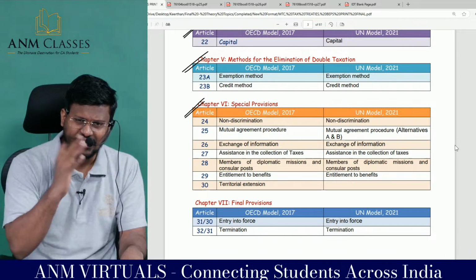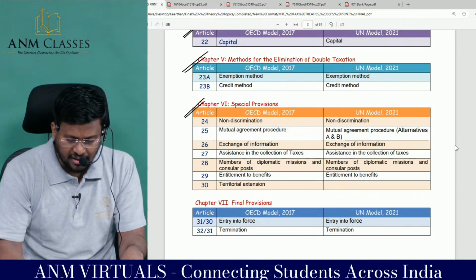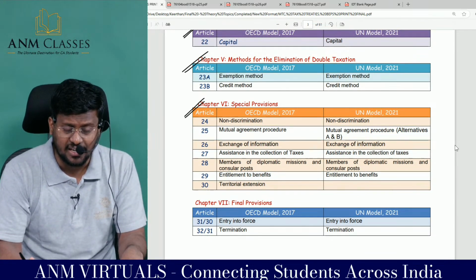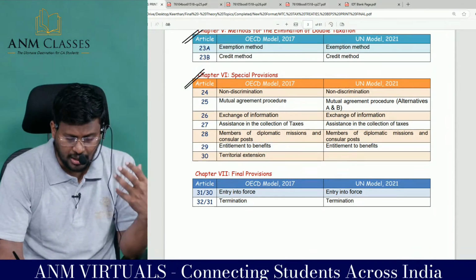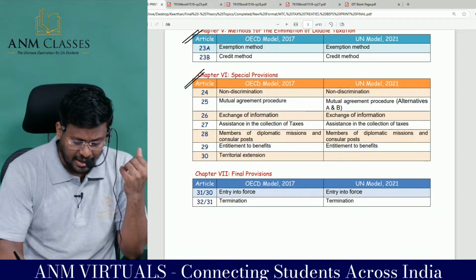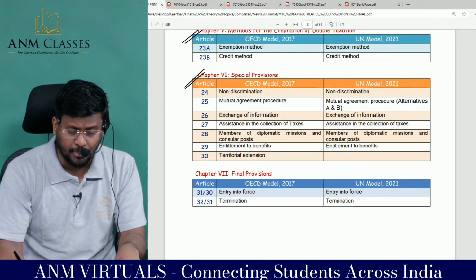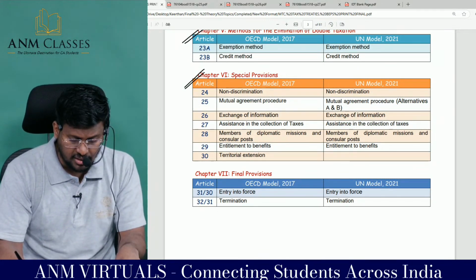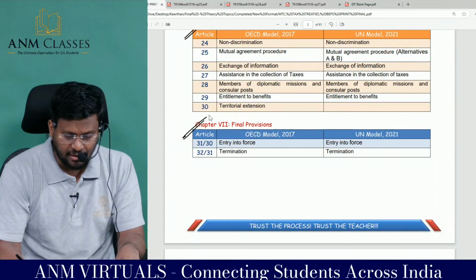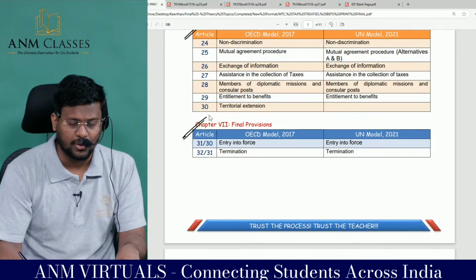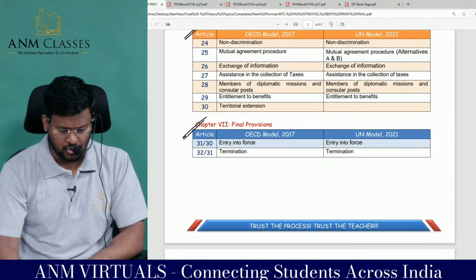Article number 26 is exchange of information. Article number 27 is assistance in collection of tax. And article number 28 is members of diplomatic mission and consular posts. And article number 29 is entitlement to benefit. And article number 30 is territorial extension. And the last one, final provisions, 31-30, entry into force. And 32-31 talking about the termination, my dear lovable students.